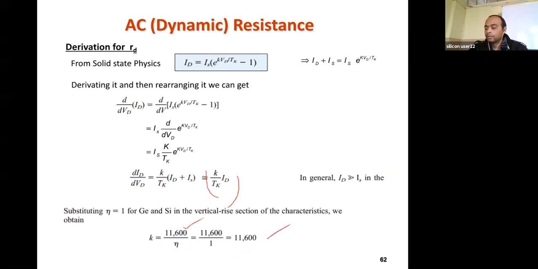Eta equals 1 for both germanium and silicon in the vertical rise section of the characteristic. The vertical rise section means your conducting region, where the diode starts to conduct. After the threshold voltage the diode starts conducting, so this is also called the vertical section.